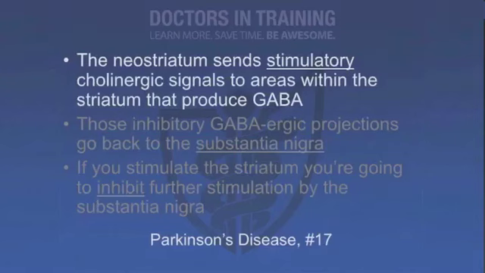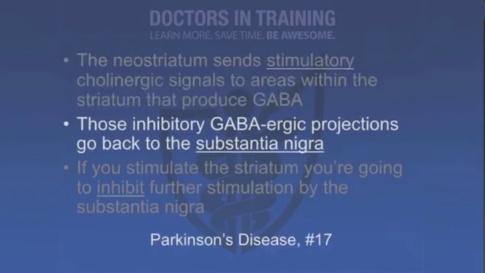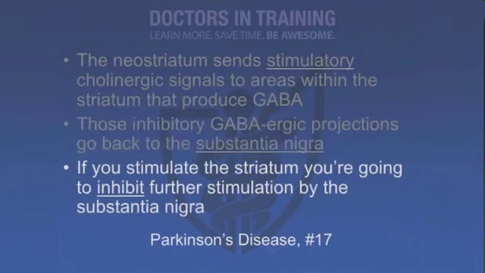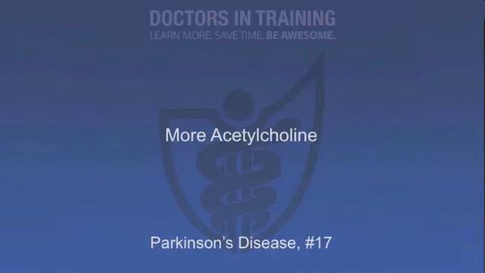The striatum is also sending stimulatory cholinergic signals to areas in the striatum that produce GABA, and those GABAergic projections go back to the substantia nigra. So if you stimulate the striatum, you're going to inhibit further stimulation by the substantia nigra. In Parkinson's disease, you have loss of dopaminergic cells in the substantia nigra, and that leads to less inhibition of the neostriatum, and so you have more acetylcholine.